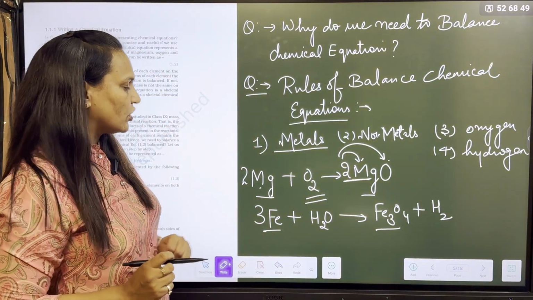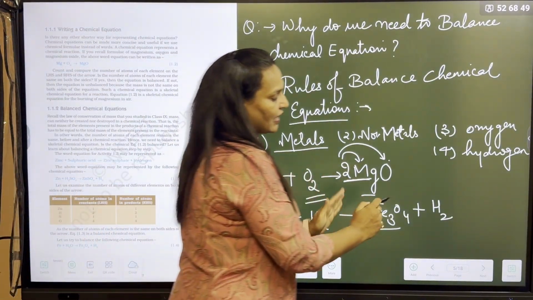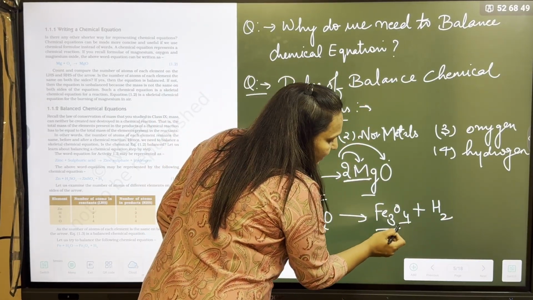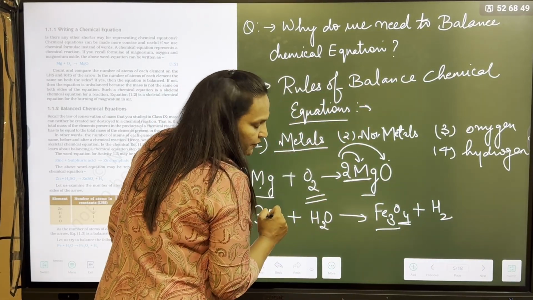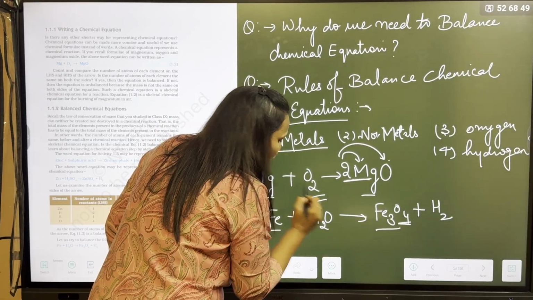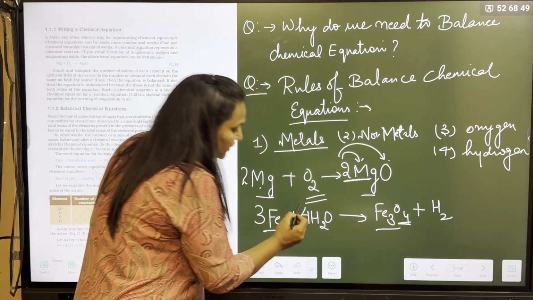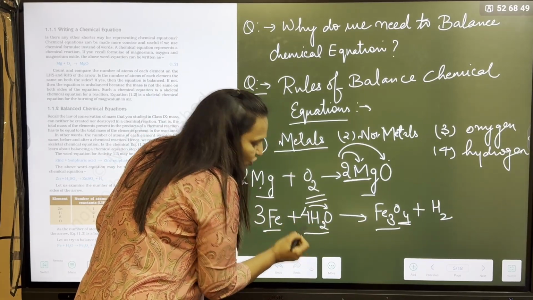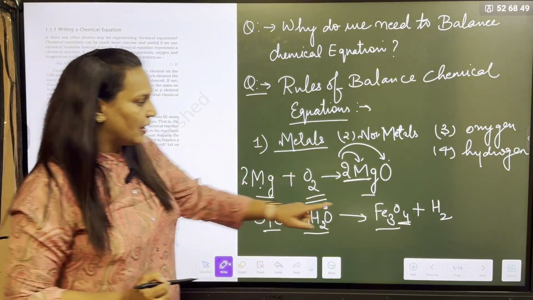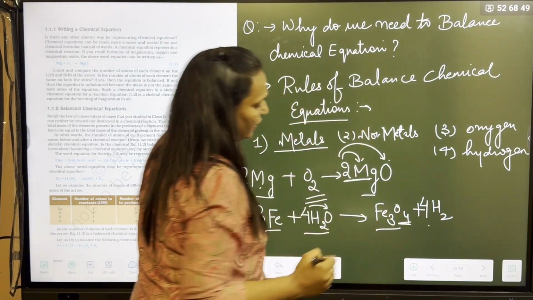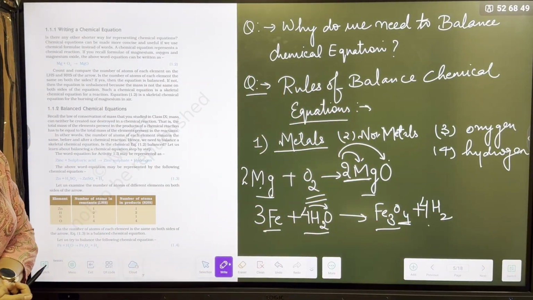Now, oxygen. I will balance the hydrogen last because hydrogen is alone here. How many oxygen here? 4. Here, 1. Can I put it at the foot? No. I should put it in the front. Now, oxygen has become 4, but hydrogen has also become 8. But here, how many? Only 2. So, how much shall I put? 4. So, this is a balanced chemical equation.